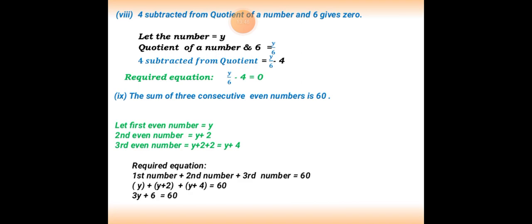The sum of 3 consecutive even numbers is 60. Let the first number be y, the second number be y plus 2, the third number be y plus 4. Required equation: first number plus second number plus third number is equal to 60. y plus y plus 2 plus y plus 4 is equal to 60. 3y plus 6 is equal to 60.